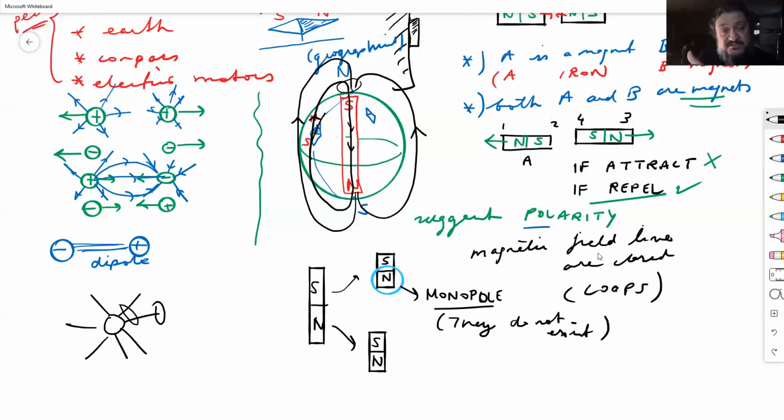Okay, so as you see, there are similarities and there are also differences between electric and magnetic fields. By the way, the letter we're going to use for magnetic field is B. Electric field was E. Magnetic field, we're going to use the letter B.